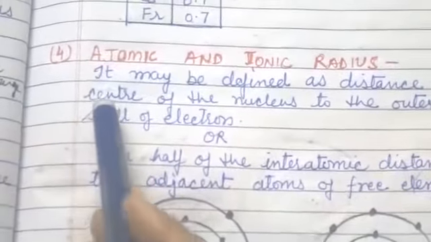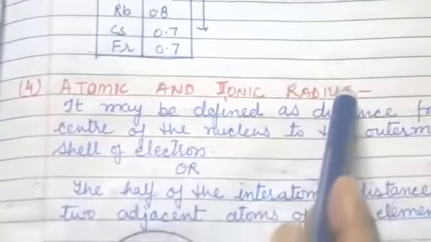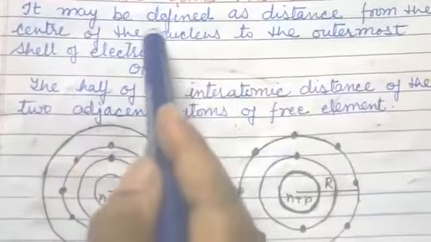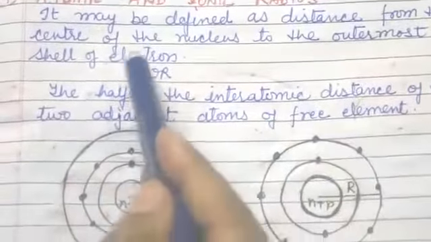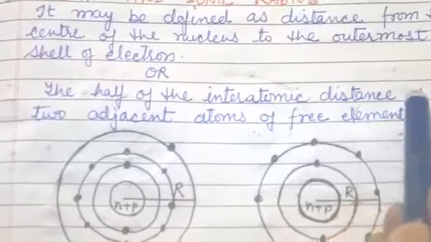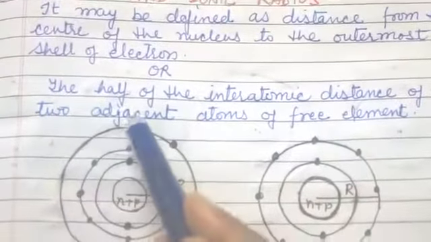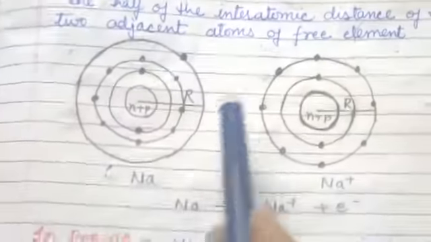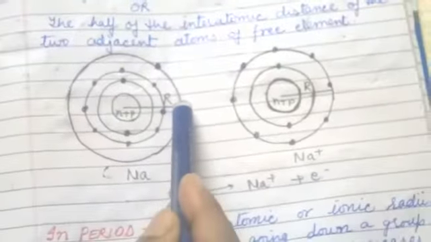Hello students, today my topic is atomic and ionic radii. It may be defined as the distance from the center of the nucleus to the outermost shell of the electron, or half of the interatomic distance of two adjacent, meaning side by side, atoms of a free element, that is from the center of the nucleus to the outermost orbit.